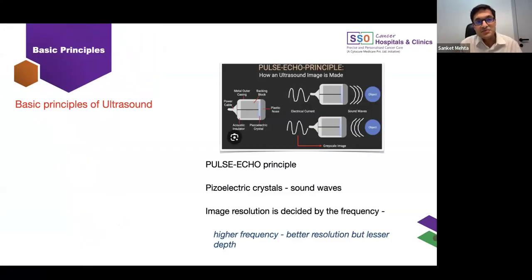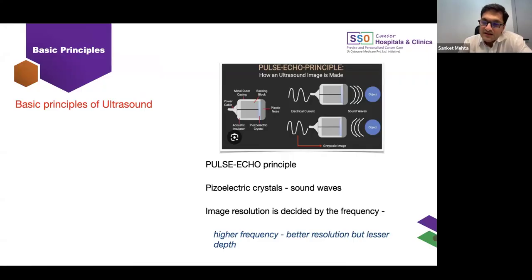So the basic principle of ultrasonography is the pulse echo principle, where we have electrical stimulation of piezoelectric crystals that produces sound waves, which traverse through tissue. Some of it is absorbed, some of it is reflected back, which is picked up by transducers and converted back into electrical energy, which is then interpreted by the machine to give a black and white image, which is read by us as the ultrasonography image.